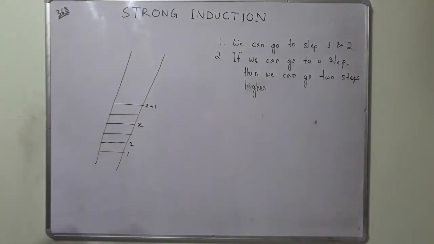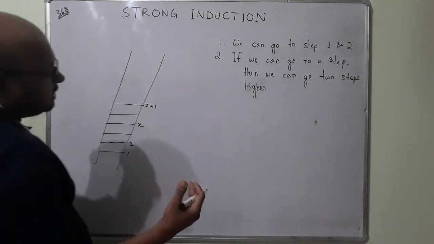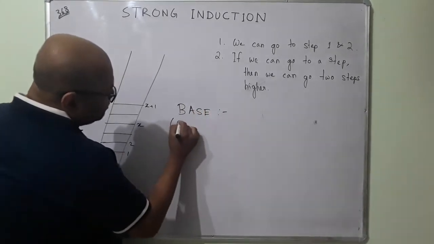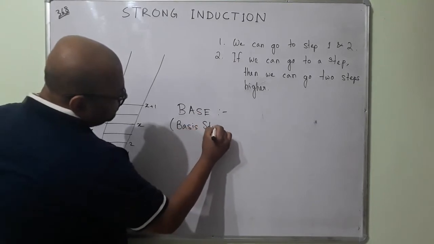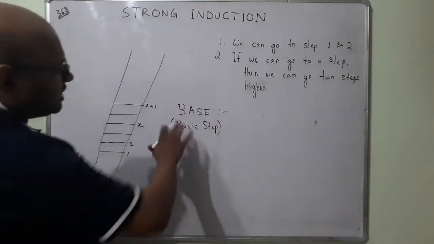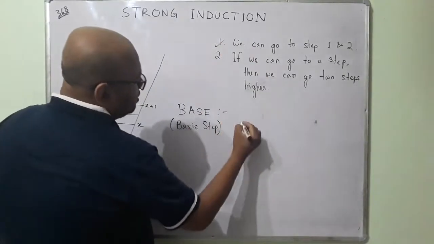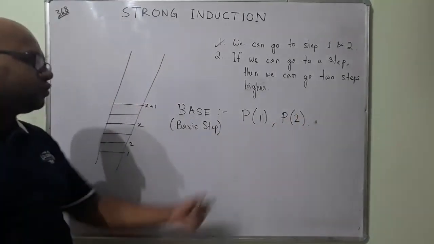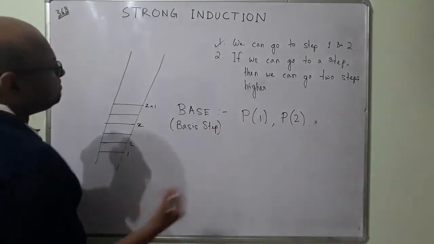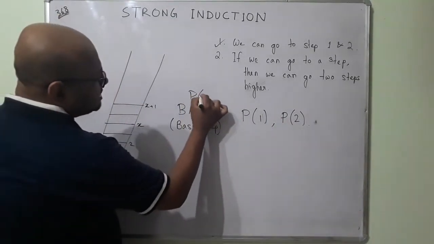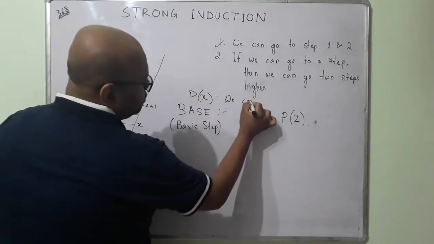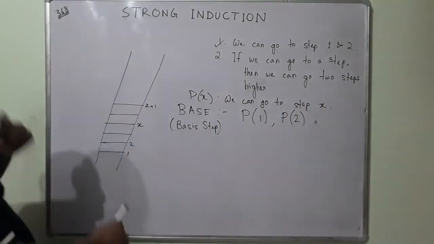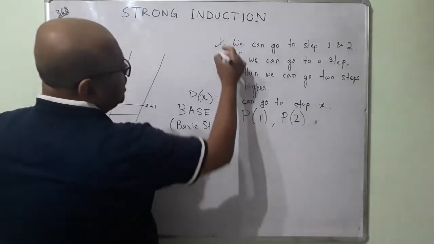What did we do in induction? Using our normal induction, we had some base step, also called the basis step. Don't worry about the terminology, I call it base. We know that p of 1 and p of 2 are true. We can go to step 1, we can go to step 2. Here our proposition p of x means we can go to step x. So our base case would be p of 1 and p of 2, and we know this to be true.